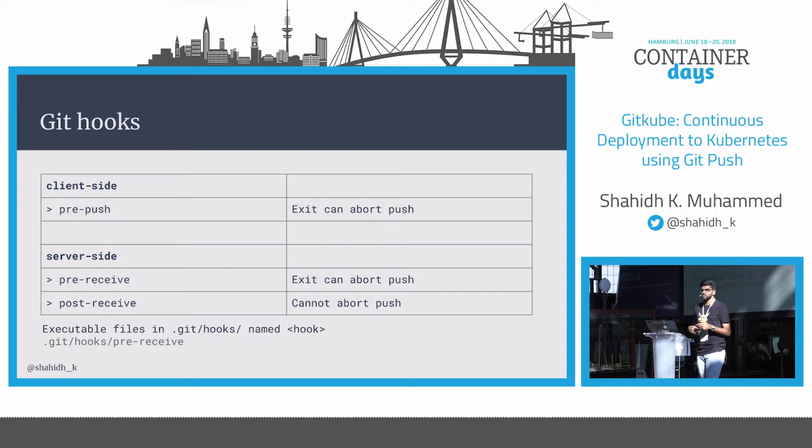Same with the pre-receive hook. It is on the remote, executed right after the objects are received, but before they are committed into the tree. So this also can abort the push, and you can do a lot of fancy things here. I will show you that in a moment. And there's another one called the post-receive hook, which you can use to do stuff after the objects have been committed to the tree.